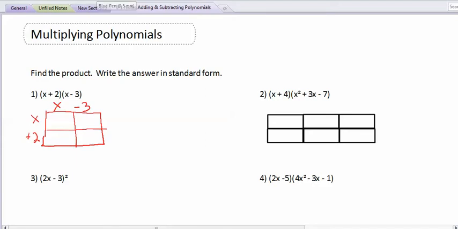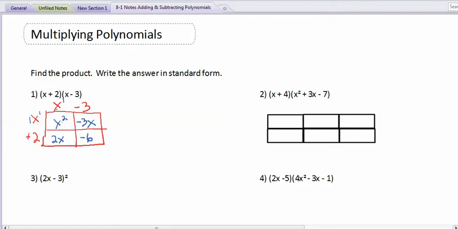Okay, so now what we do is we're multiplying bases. We're going to add exponents. So x times x, so we're going to add 1 plus 1 is x to the 2nd power. And then it's -3 times, and there's an invisible 1, so it's -3, and keep the x. And then we're going to go x times 2, 2x. And then 2 times -3 is -6. Okay, so now we filled up our boxes by multiplying each term with the other.